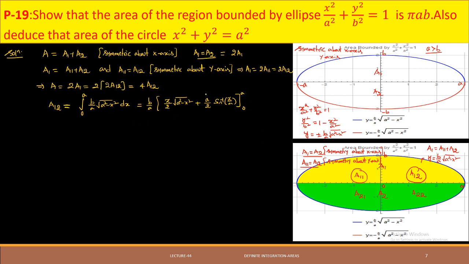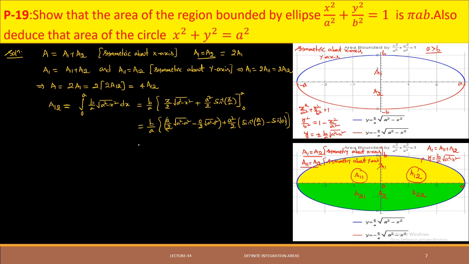So I think this is a square by 2, right? So this is b by a into, if I start substituting the limits, so this is x by 2 into under root a square minus x square at the limits, and from this we will be getting nothing. So it is a square by 2 into, if I substitute the upper limit, it is sine inverse a by a minus sine inverse 0.